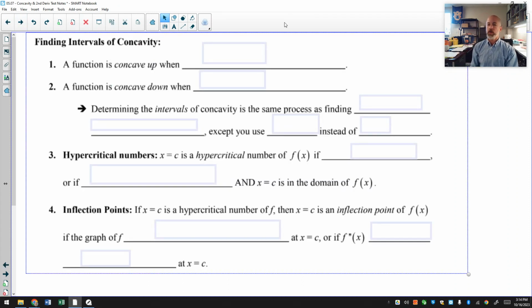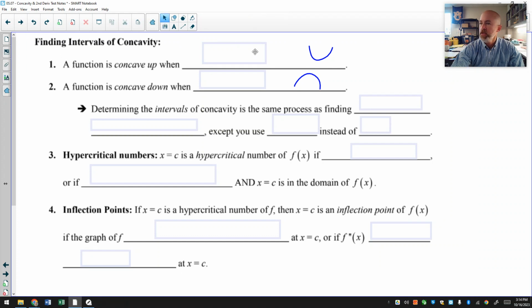So let's go on and talk about concavity. With my students, we have already brushed over the topic of concavity in that concave up means a function is shaped like this. Concave down means a function is shaped like this. And we have not yet, with my students, talked about how to determine concavity. So I'm just going to give you a very quick explanation.